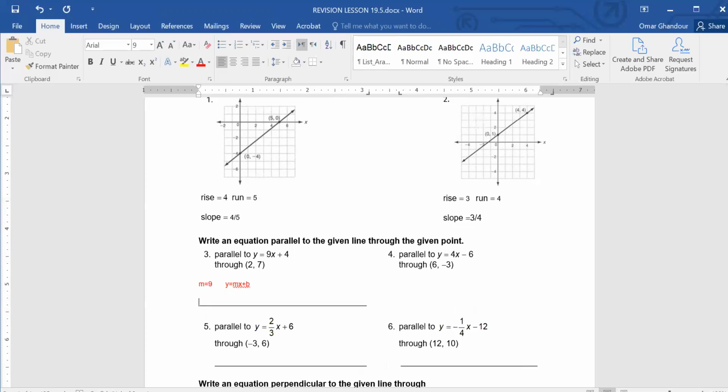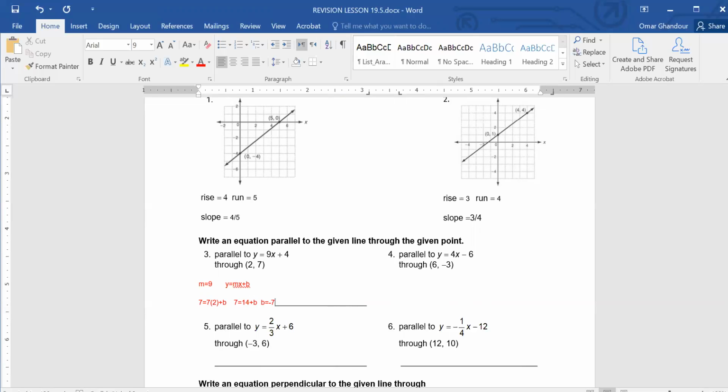So let's do it. I'm going to say that y, which is 7, is equal to 9, which is m, multiplied by 2, which is x, plus b, which is my unknown. Then 7 will be equal to 7 multiplied by 2, which is 14, plus b. Then I will shift 14 to the other side, so we'll find b to be equal to -7.